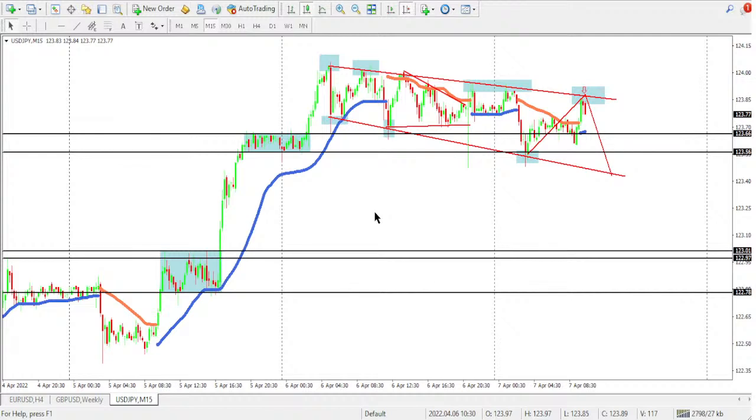So basically this is what we are now looking at. We are looking at a possible scenario where the price may sell off and touch these two lines. If it breaks below those two lines, then we do expect it to continue to the lower side.